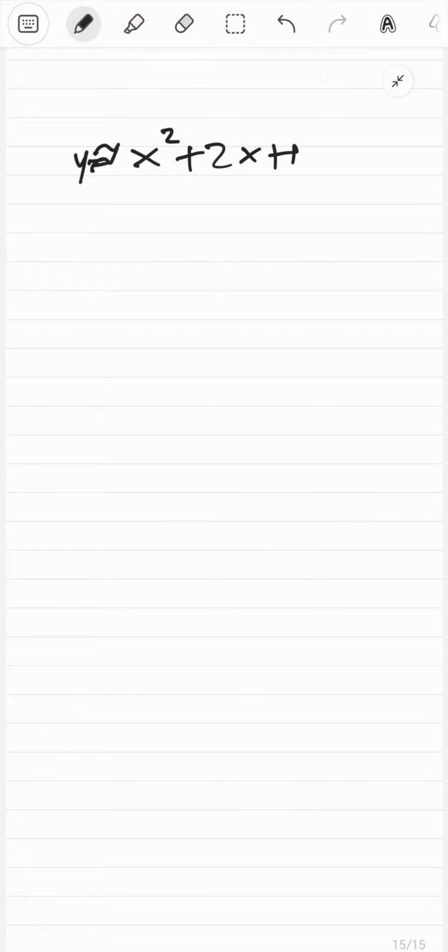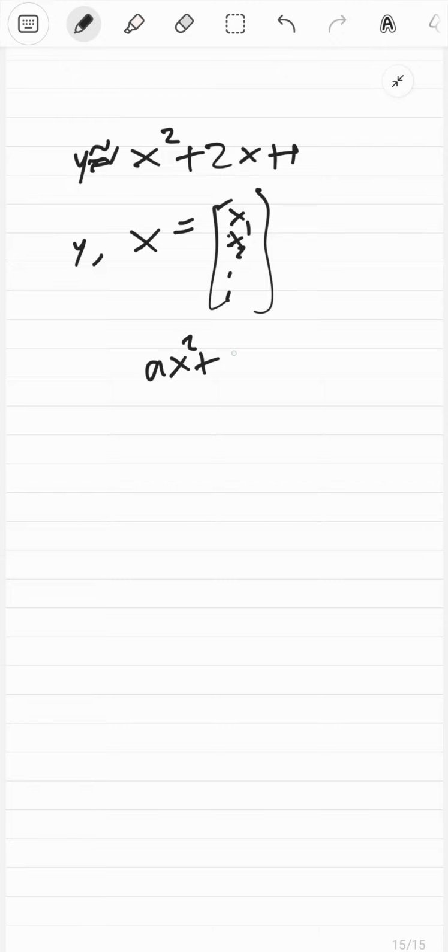So y is approximately this thing. This is the best estimate, and you're being given the data y and the capital X. Capital X is just a vector x1, x2, and so on. Then you want to figure out the best model for y, and you think a x square plus b x plus c is probably going to be a good model for y. Now you want to figure out the best values for a, b, c.